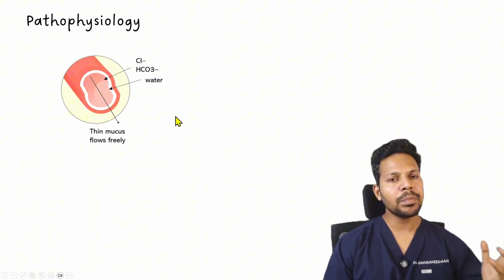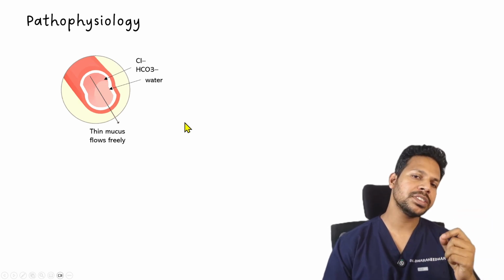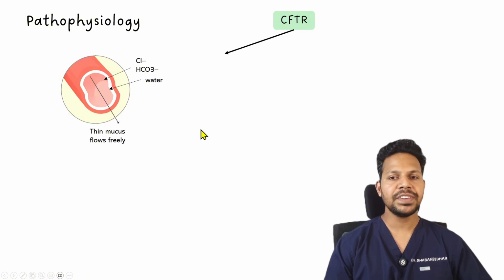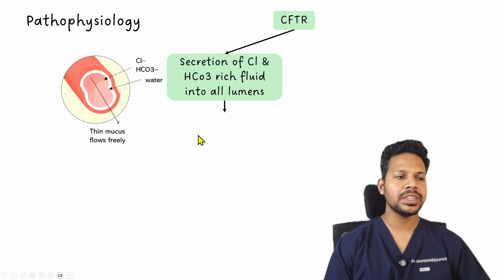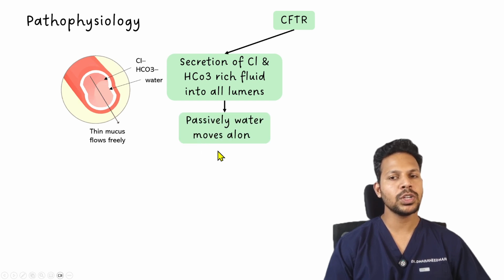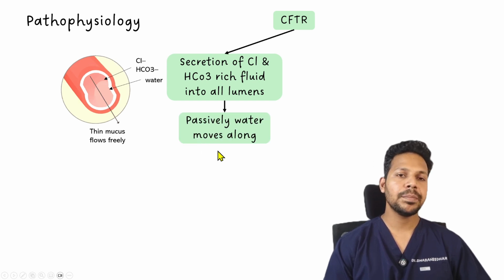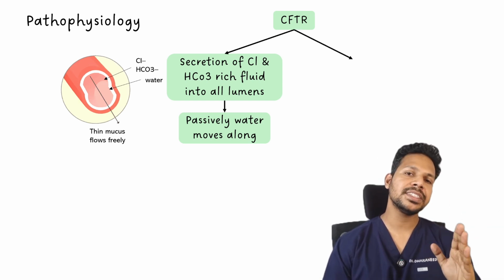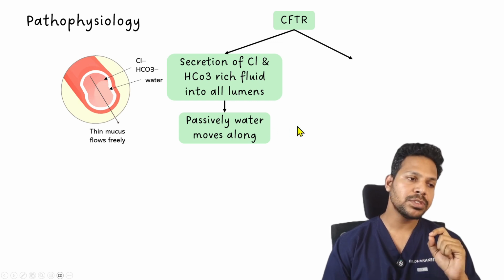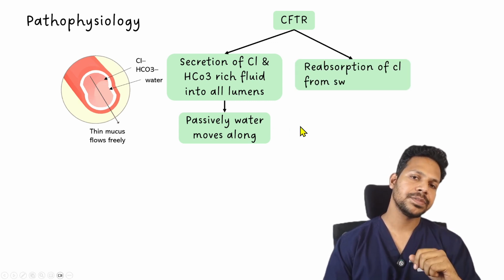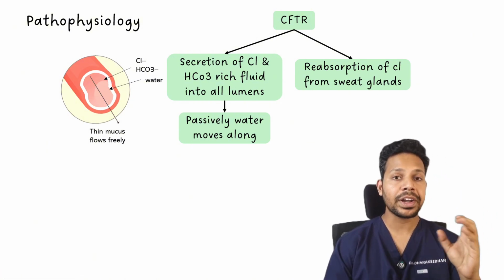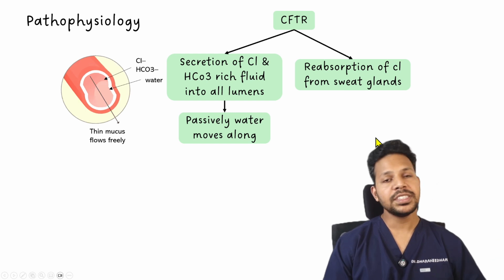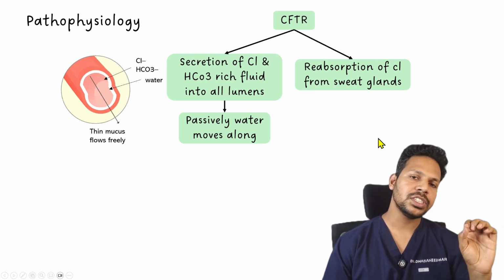That will result in a normal or a free flow of thin mucus inside the tracts. So CFTR is involved in the secretion of chloride and bicarbonate rich fluid into the lumens, and that will passively allow the water to come along, and that will maintain the normal flow of mucus. This is on one hand. On the other hand, CFTR is also useful for reabsorption of chloride from the sweat glands. So you have the sweat glands over your skin, right? So the CFTR is useful for reabsorption of chloride. This is a normal function of CFTR.